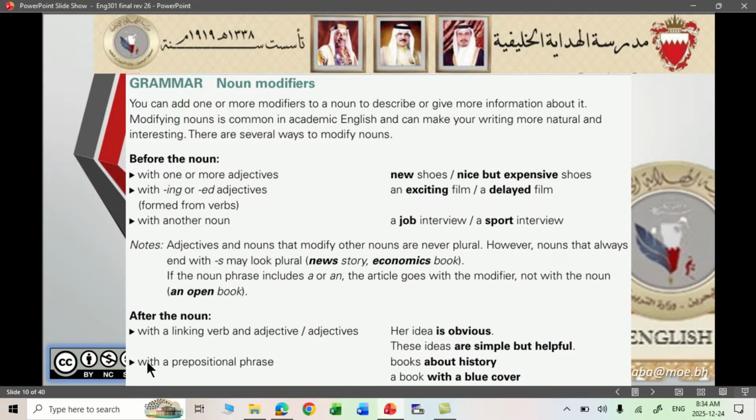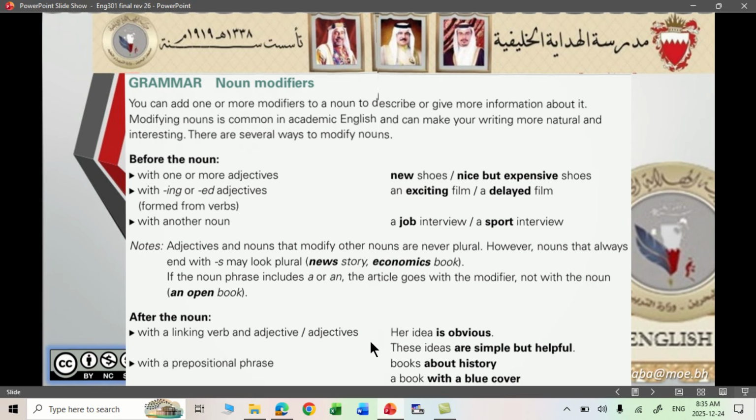We can use also what we call a prepositional phrase, a phrase that starts with a preposition, like books about history, a book with a blue cover. Here, let me say, the phrase is used as a modifier for the word book or books. All right, and again we have some exercises for this.